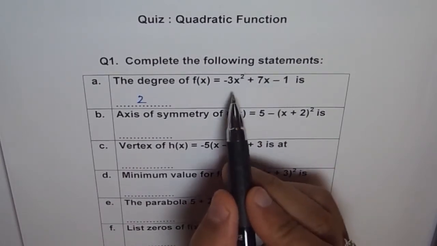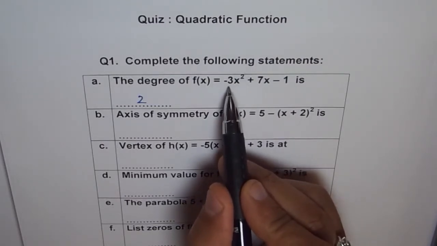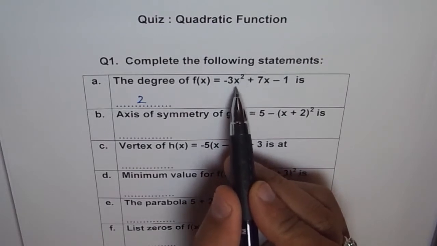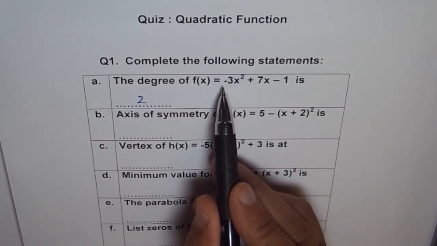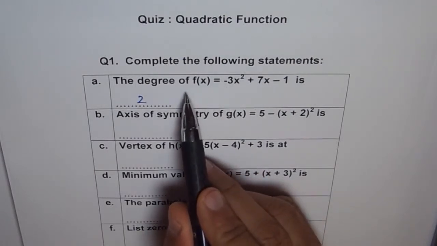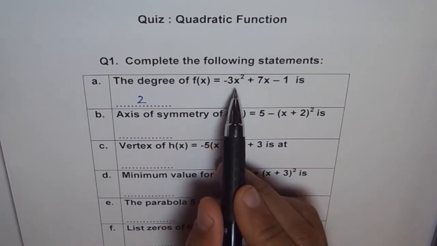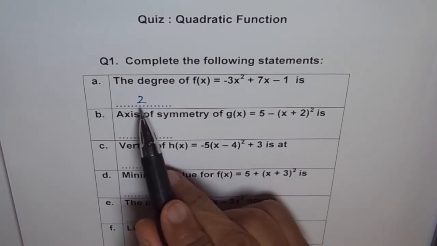And sometimes we also ask about leading coefficient. Leading coefficient is the coefficient of the term which has the highest exponent, right? So in this case, the leading coefficient will be minus 3. Well, that is not asked in the question, but it's a good time to tell you about it. So the degree is 2. So it's a quadratic equation with degree 2.